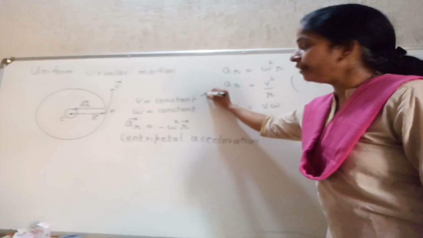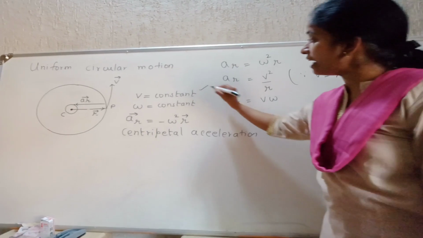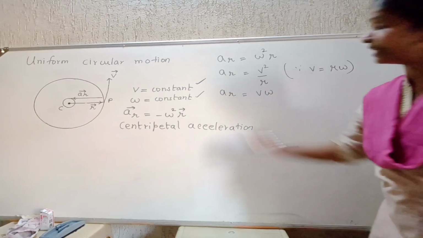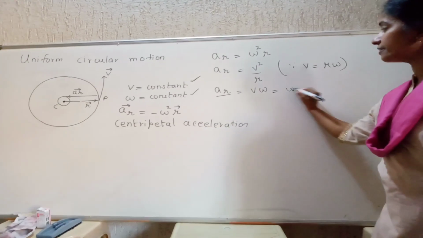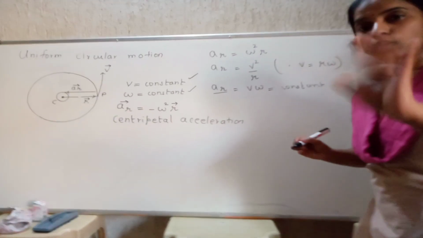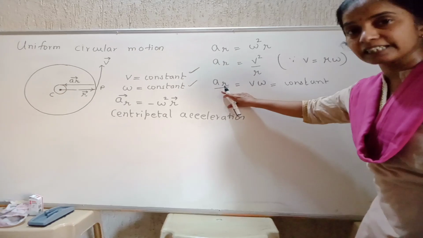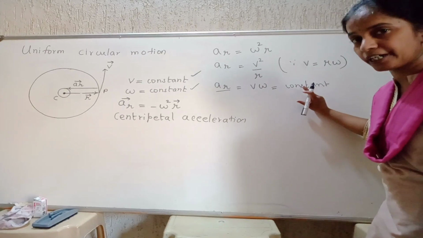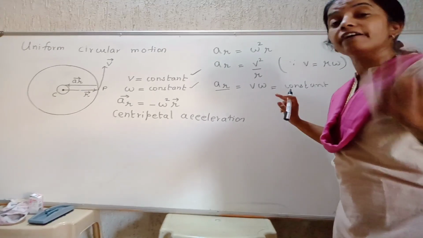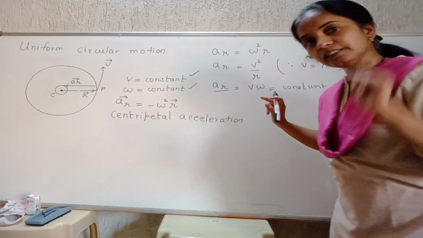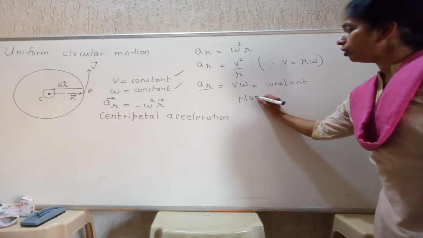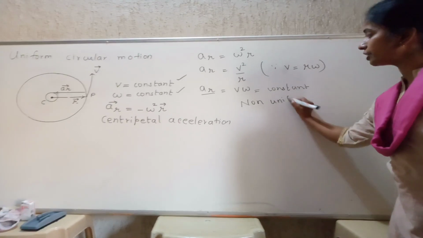Students, in circular motion, as v is constant and angular velocity is constant, AR is constant. Means radial acceleration is constant. Clear concept? Radial acceleration is constant. Okay. Now exactly these points are going to get reversed or opposite in non-uniform circular motion. Note my point. Non-uniform circular motion.